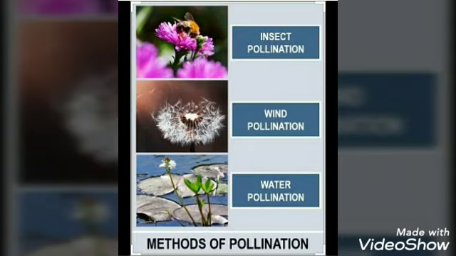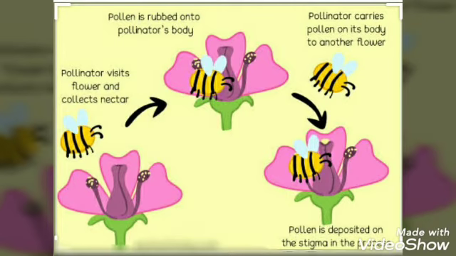Pollination is done by insects like bees and butterflies, birds, wind and water. But how? See children, when an insect sits on the flower of a plant for sucking its nectar, then the pollen grains from the anther of this flower stick to its body. And when this insect now sits on another flower of another similar plant, then the pollen grains sticking to its body are transferred to the stigma of this second flower.